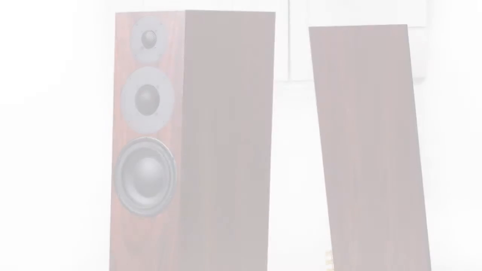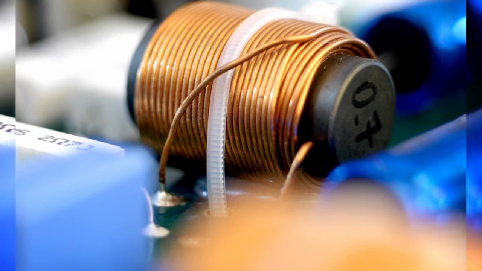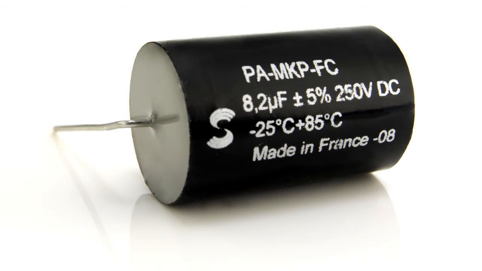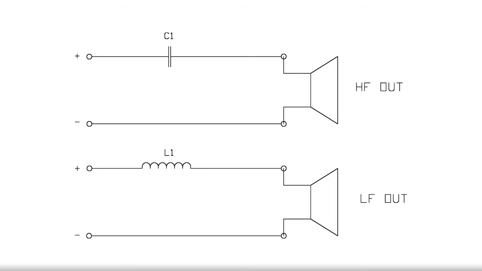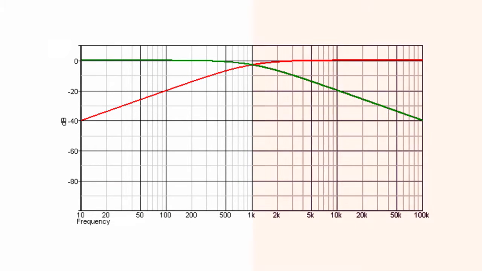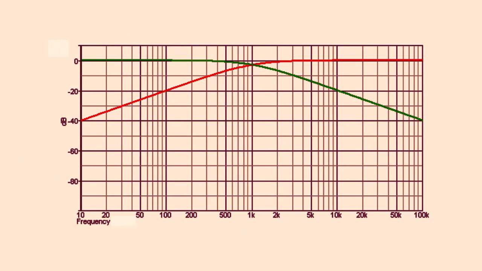The simplest form of crossover is called first order, and in a 2-way design uses an inductor or a coil of wire attached to the bass driver, which allows only low frequencies to reach this driver. Another component, a capacitor, is attached to the tweeter, and this enables only the high frequencies to pass through to this unit. A first order crossover has a shallow roll-off of 6 dB per octave. Where the roll-off of the 2 drive units meet, the frequencies sum and produce an overall flat response, which is what the speaker designer is looking for.